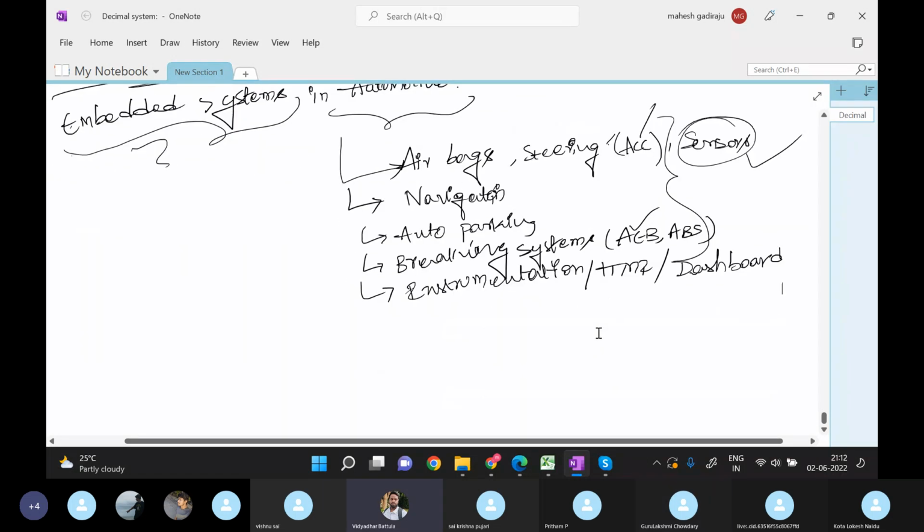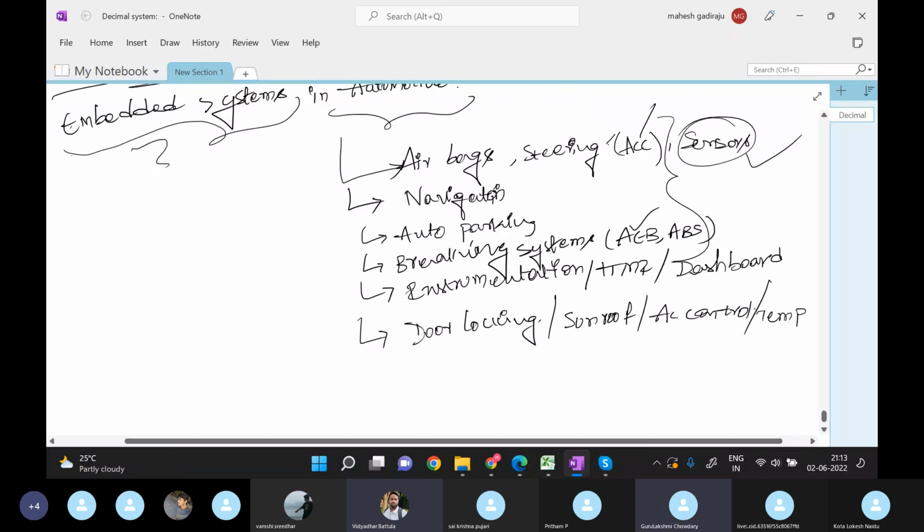Any other idea? Door locking, tail door lock, door locking system. Sunroof, AC controlling. Interior temperature control will come under AC only. But interior lighting systems, yes, interior and exterior, yes.